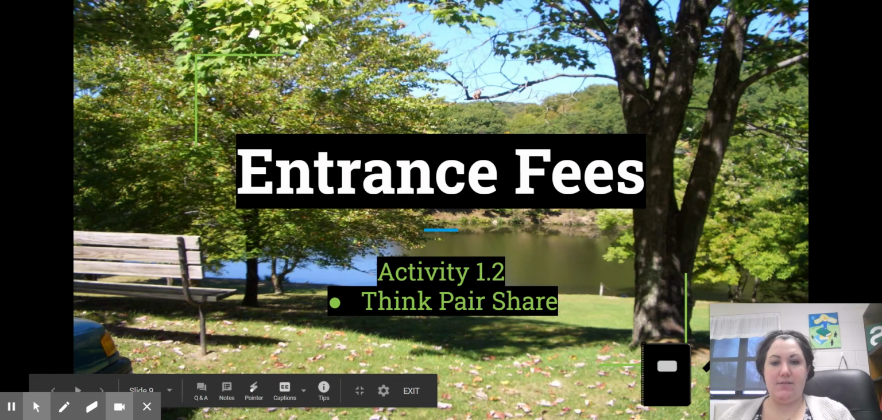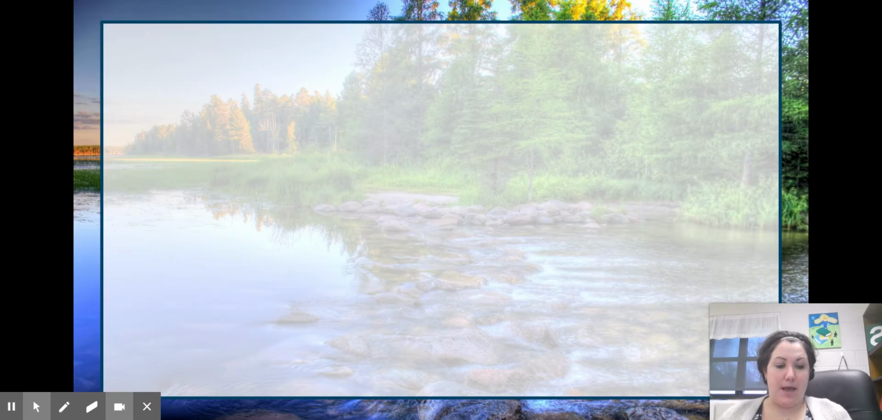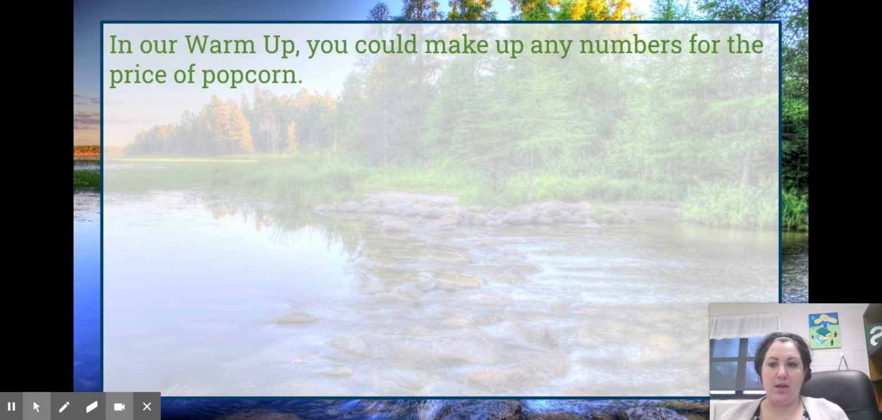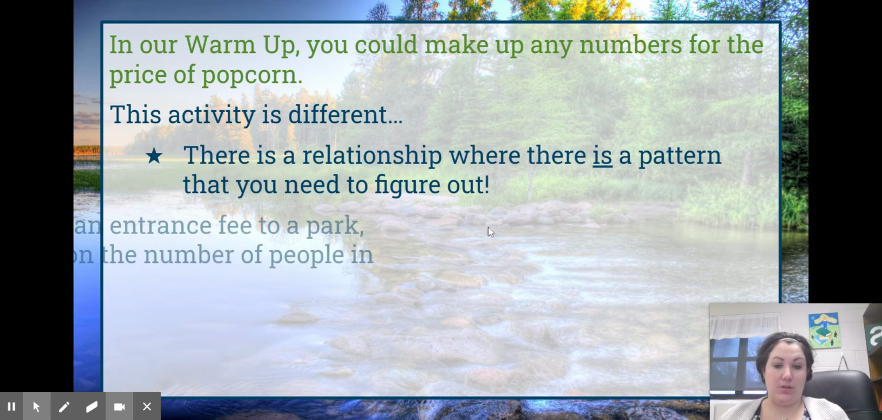For today's main activity, you are going to be working with some different scenarios that do involve some patterns. So the key here is to really look for patterns, okay? In the warm-up, in the first activity, you could really make up any numbers, make sure it was proportional. This activity is different. There is a pattern that you will need to figure out.